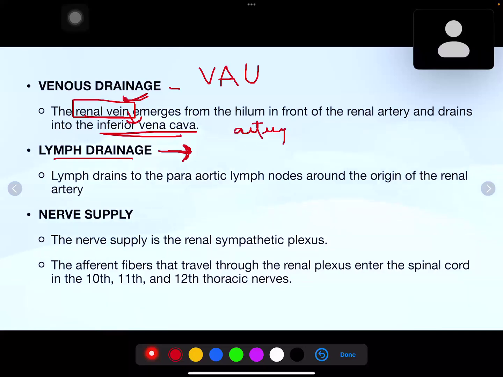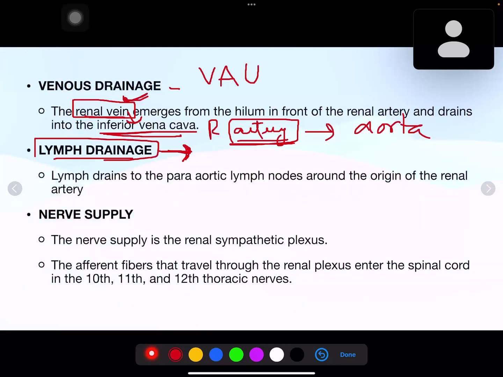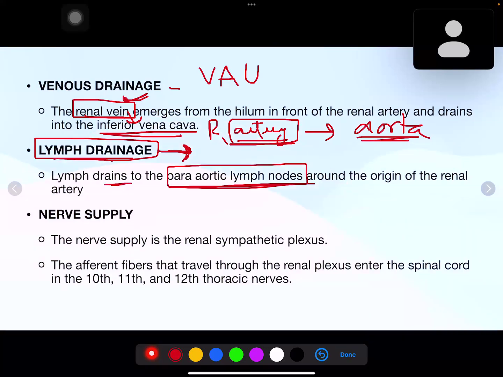So which artery are they draining? So here the renal artery goes to the aorta. Okay, so all the lymphatic drainage from this kidney will be going to the para-aortic lymph nodes. Okay, so that's a very, very easy way to remember. The main renal artery is a main branch of the aorta, so it means all the lymph will be drained to the para-aortic lymph nodes around the origin of the renal artery.